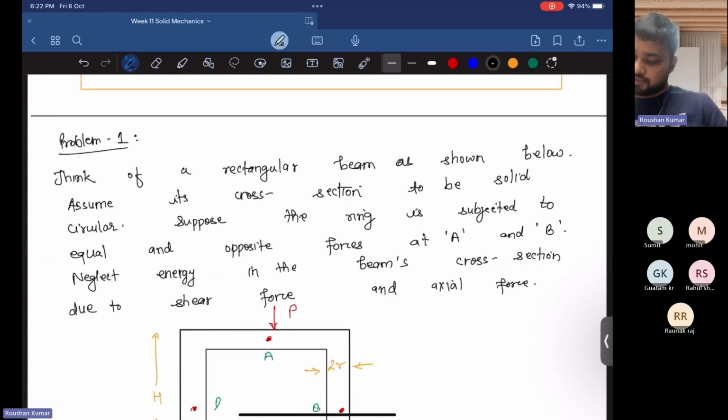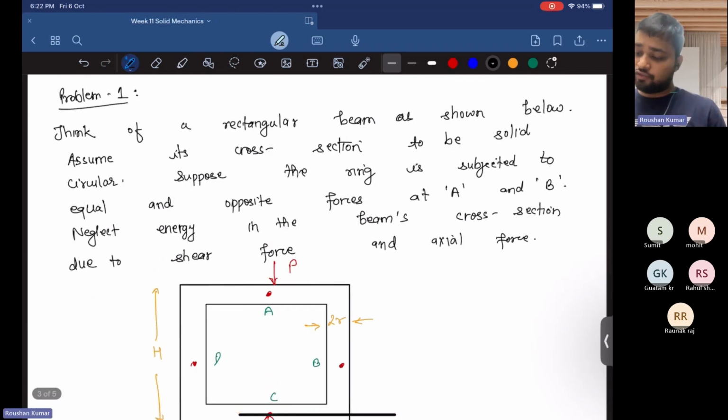I'm repeating the question. Think of a rectangular beam as shown below. So we have a rectangular beam here. Assume its cross section to be solid circular. So the cross section of this beam is circular. Actually, a circular beam is there. So the cross section of the beam is circular, solid circular.